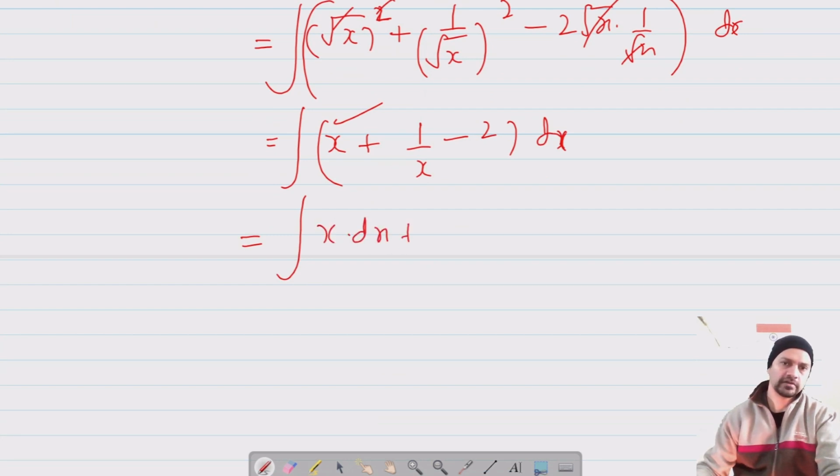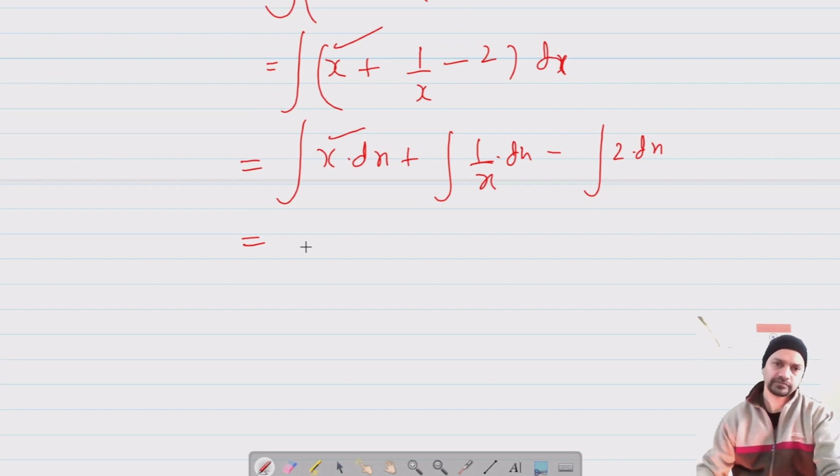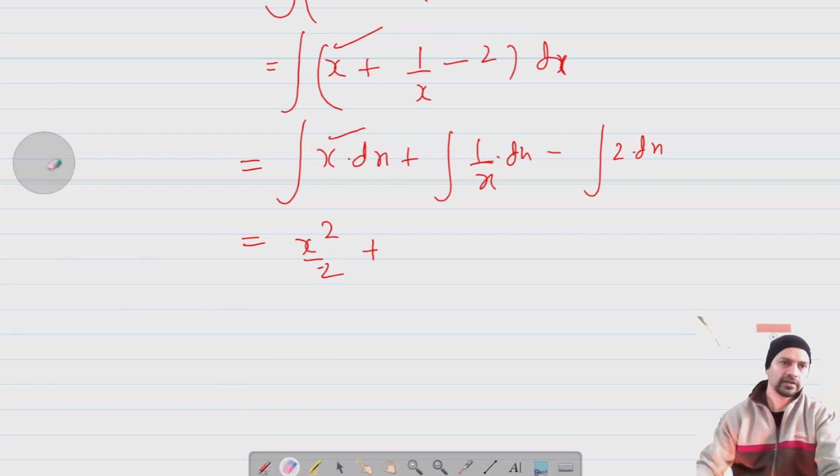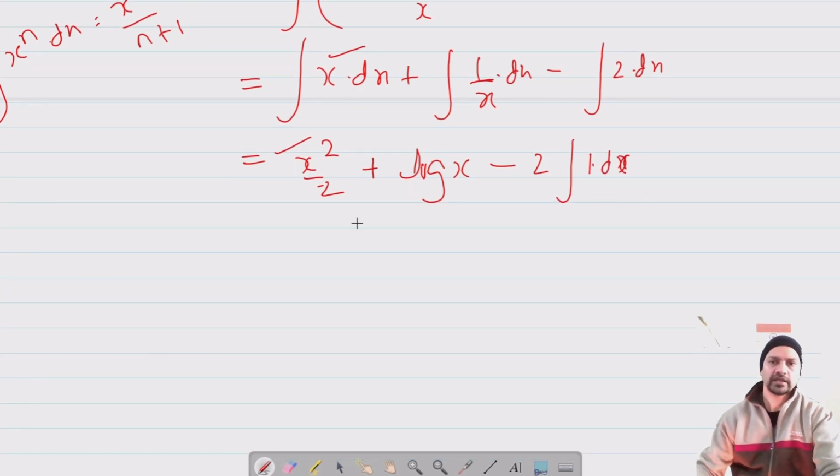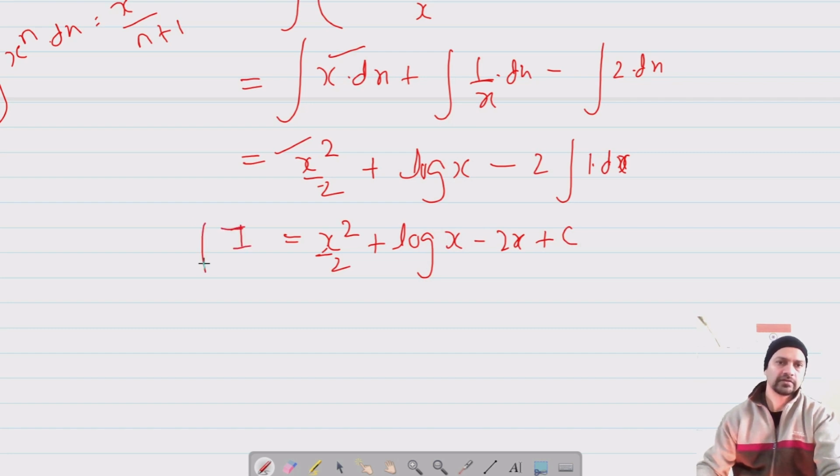Let's separate the integrals. Integration of 1 by x into dx minus integration of 2 into dx. Integration of x is x square by 2. I have to use the formula, that is integration of x raised power n into dx is x raised power n plus 1 upon n plus 1, which gives us this result. Integration of 1 by x is log x. 2 is out, integration of 1 into dx is x, and our answer is x square by 2 plus log x minus 2x plus c. So this is our integral.